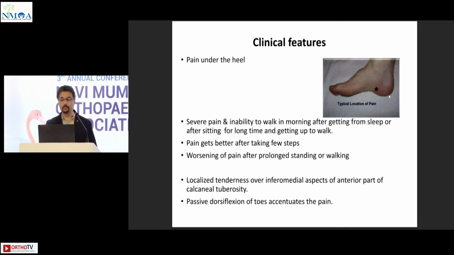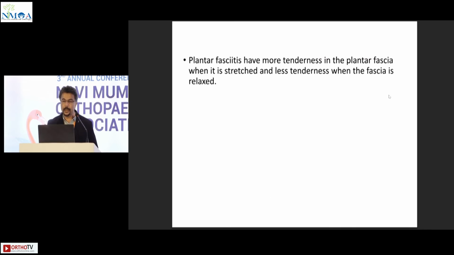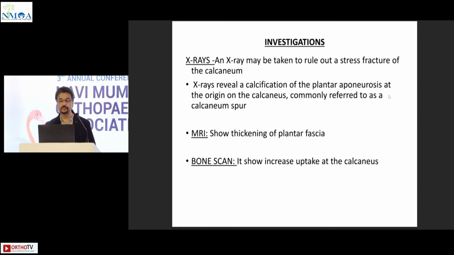Clinical features: pain under the heel, severe pain and inability to walk in the morning or when getting up from a sitting position after sitting for a prolonged time. Pain gets better after taking a few steps. There is worsening of pain after prolonged standing or walking, localized tenderness on the inferior-medial part, and passive dorsiflexion of the toes increases the pain. Plantar fasciitis has more tenderness in the plantar fascia when it is stretched and less tenderness when the fascia is relaxed in plantar flexion.